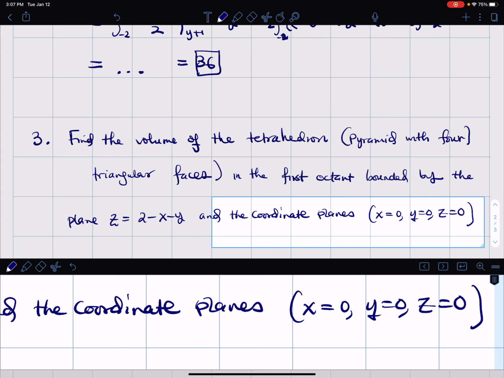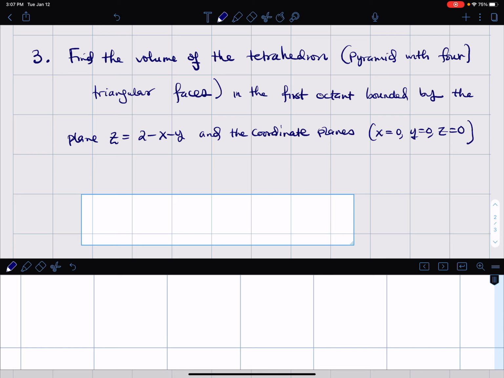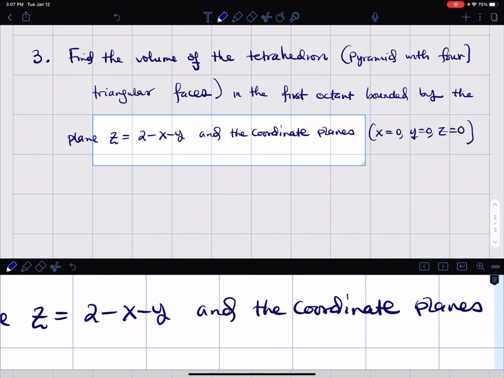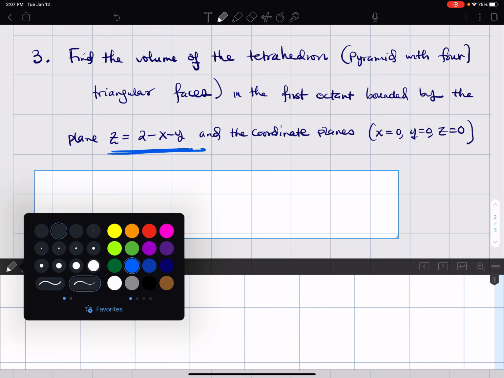So this is the plane that we're dealing with. We need to sketch the plane first, or try to sketch the plane. We're trying to find the volume of this solid.